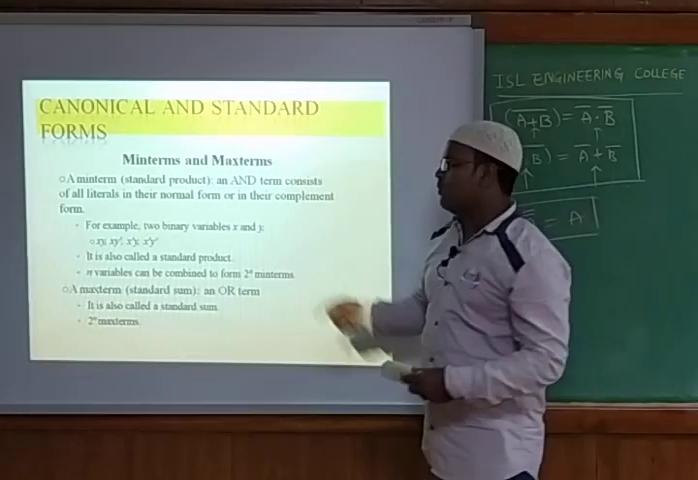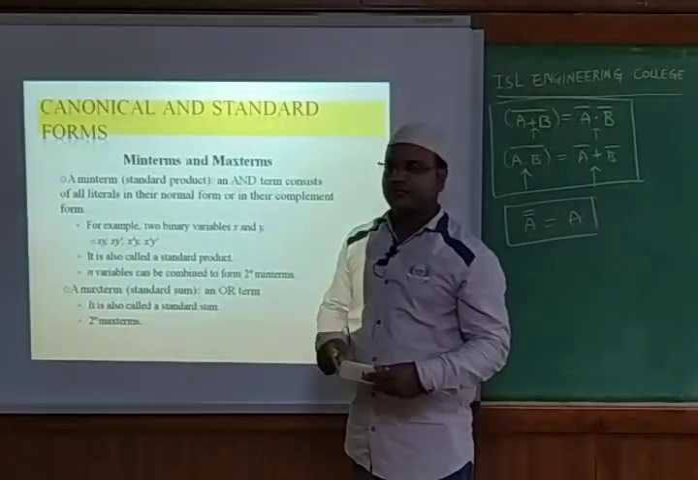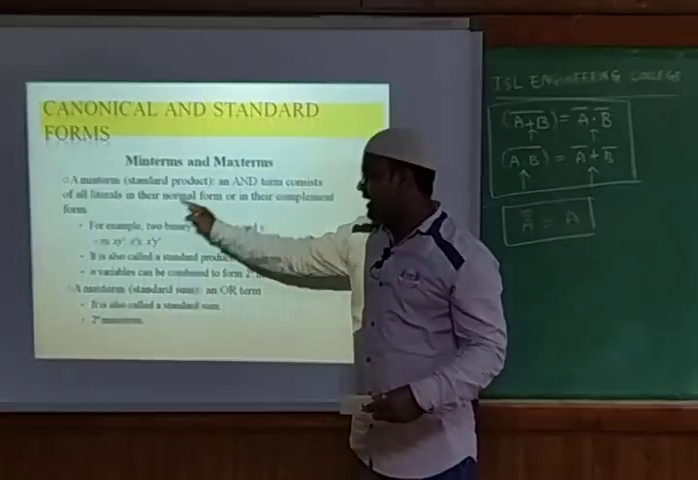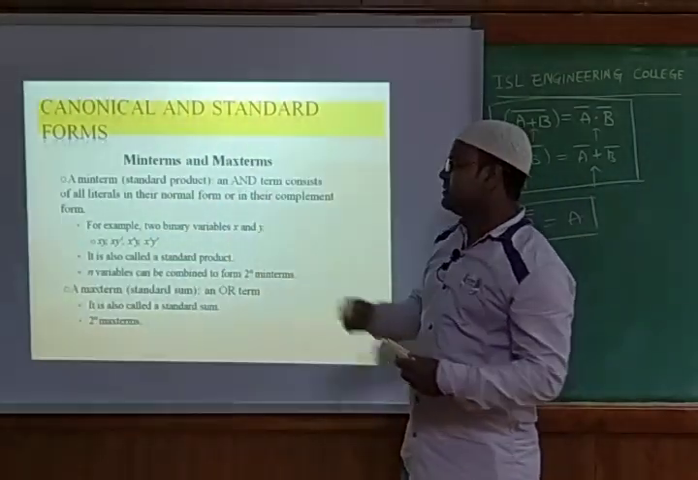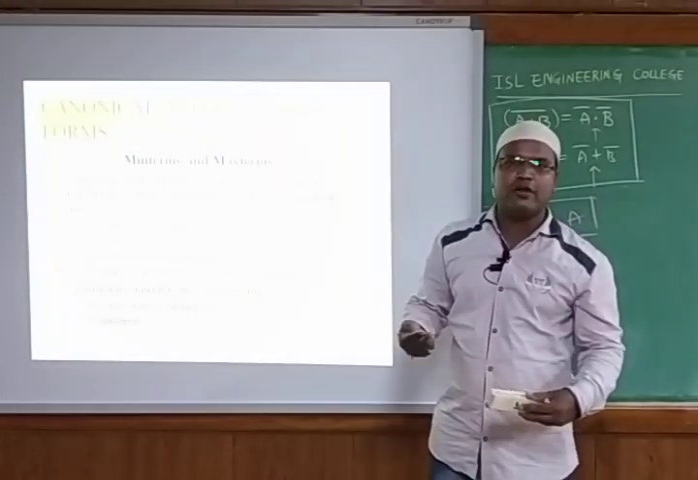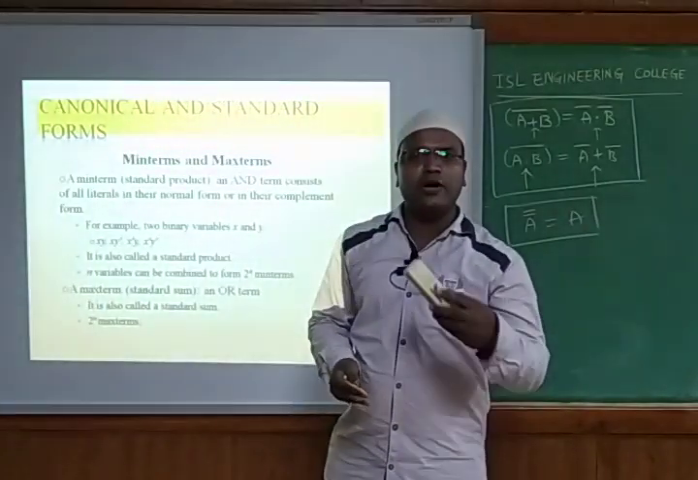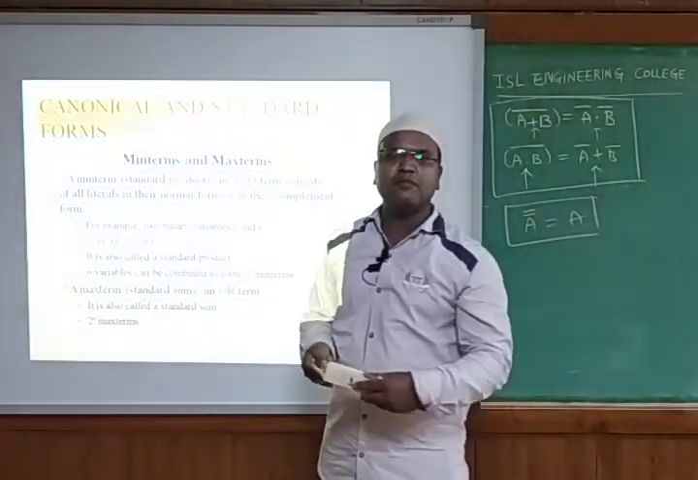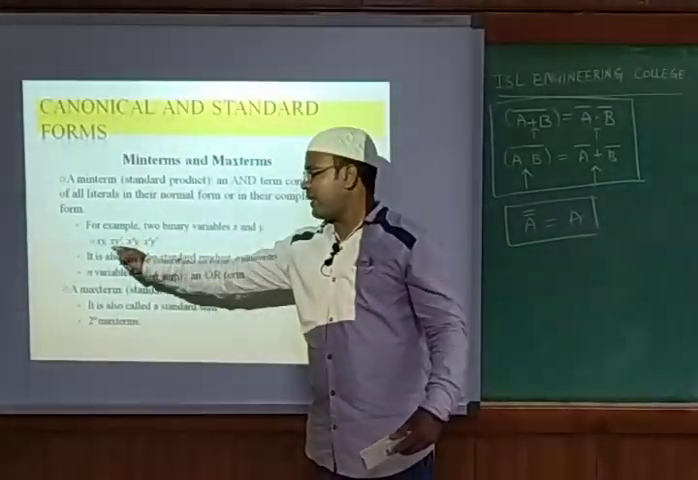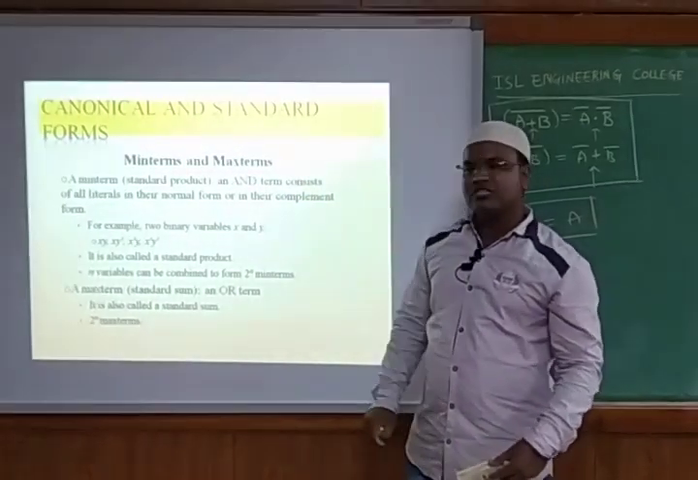In this, first would be min term. What does min term mean? It's a standard product in which you use an AND term consisting of all literals in their normal form. That means if you had two variables, what are the combinations? 00, 01, 10 and 11. How do we mention them using literals? Like this: x bar y bar, x bar y, x y bar, x y. So this is how your min term representation can be done.